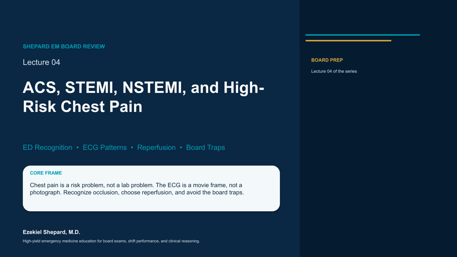The ECGs in this deck are original teaching schematics built from classic emergency medicine patterns with Life in the Fast Lane used as a pattern reference and cited in the references.